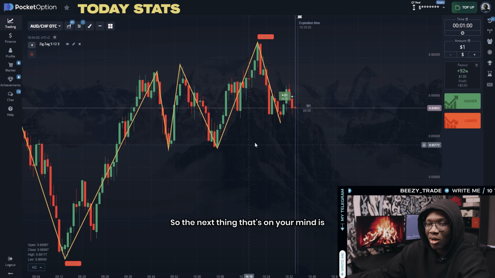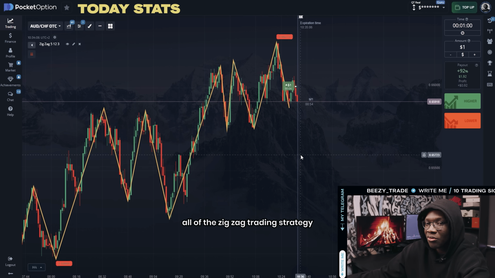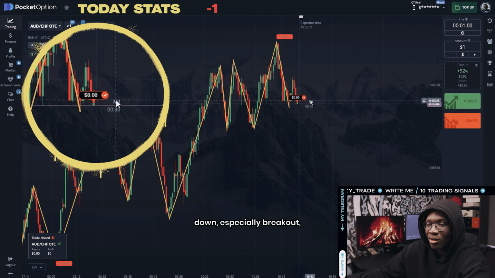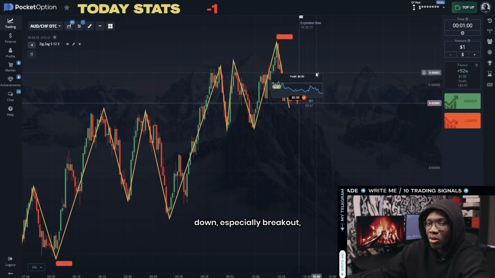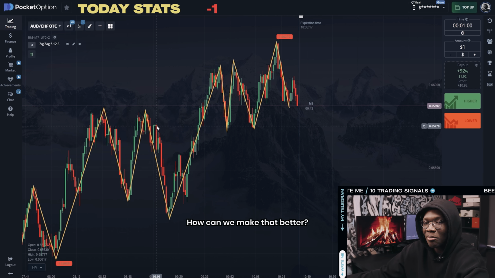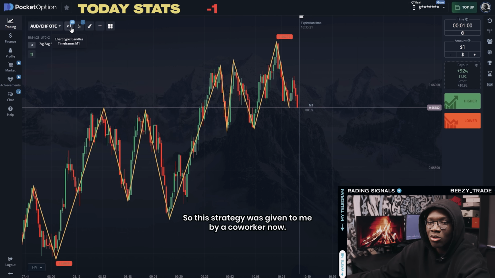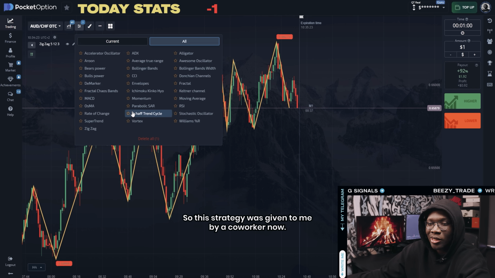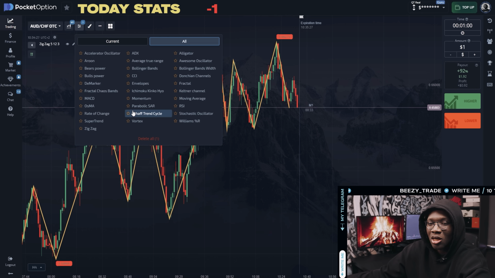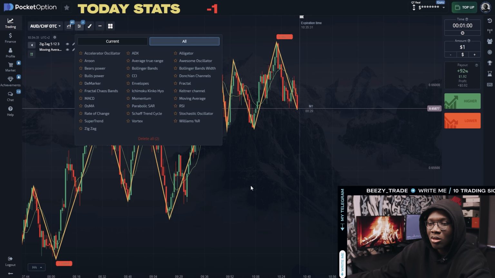So the next thing on your mind, once you've got the whole zigzag trading strategy down, especially the breakout, is how we can elevate that. How can we make that better? How can we make sure that we make some money out of that? This strategy was given to me by a coworker. No, I mean, when I say coworker, I mean just somebody who works in the same sphere as me. So just another trader, and I've been wanting to try it out.